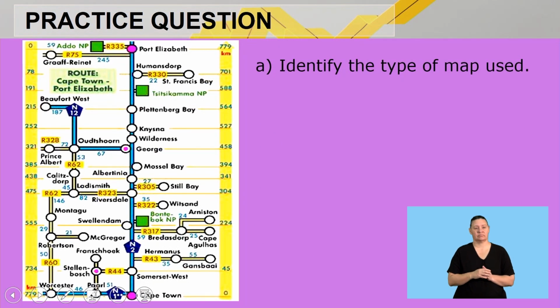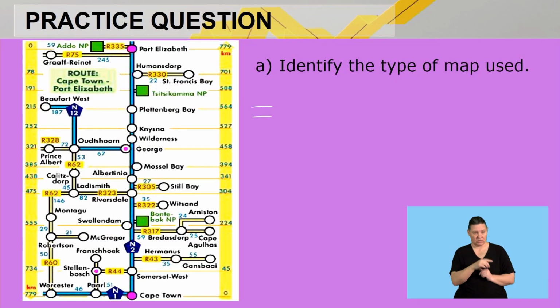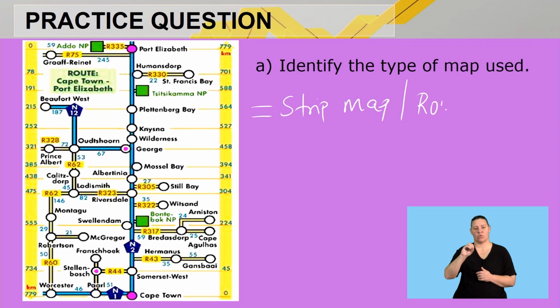Number A, we are to identify the type of map used. Remember, we have mentioned 4 types of maps. According to what we have already mentioned, which type of map is this? When we look at it, we can see that it's a strip map, or you can say it's a route map. That's our answer for number A. Let's move on to B.